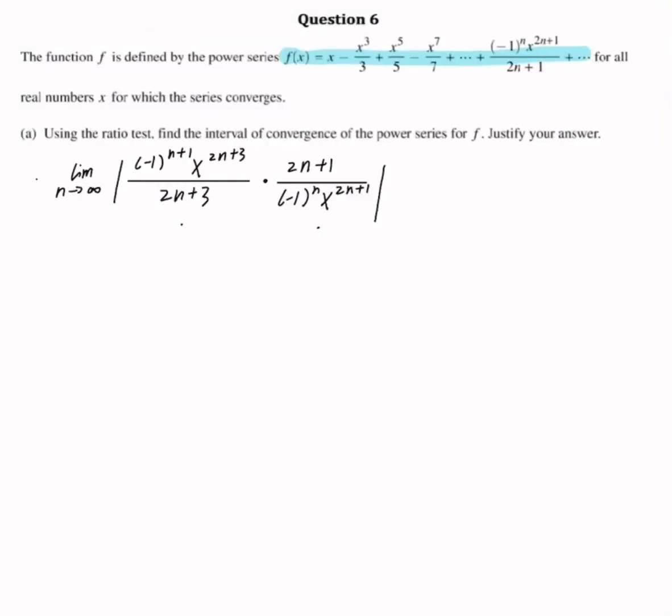Question 6 is on series. Question A is asking us to use a ratio test to find the interval of convergence of the highlighted series. So we set up the ratio test.